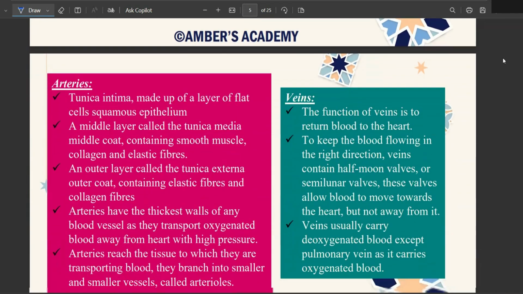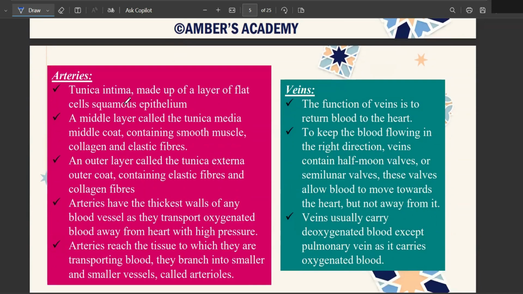Okay, so we have discussed what the differences are between veins and arteries. Tunica intima: the cells in the intima are squamous epithelium. Then we have this middle layer, tunica media, it has SEC. Then the outer layer is tunica externa, it has EC.